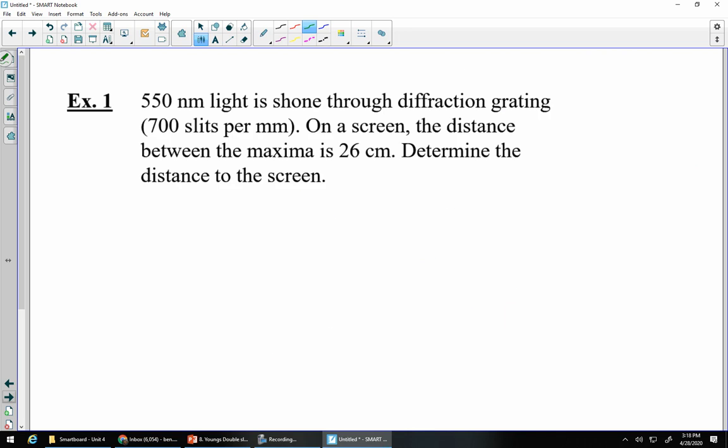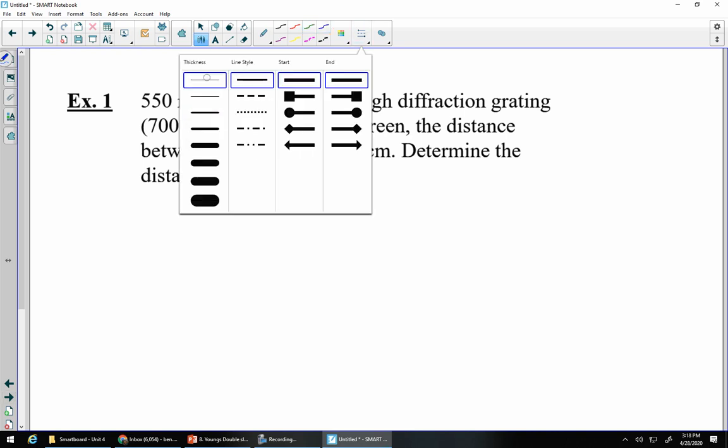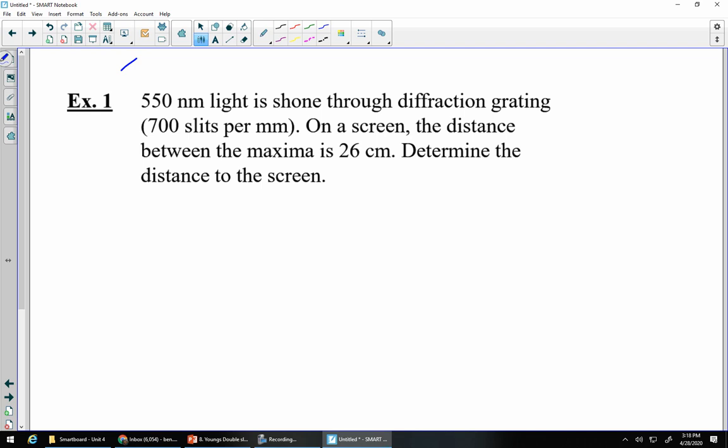We've got an example here, seeing how these formulas and these ideas work together. So I'm going to get a little bit nicer of a felt pen. I think that's a little bit better. So we have 550 nanometer light. Sounds like our wavelength. Excellent. It's shone through a diffraction grating, which has 700 slits per millimeter. So 700 little openings per millimeter. Cool. We'll have to deal with that.